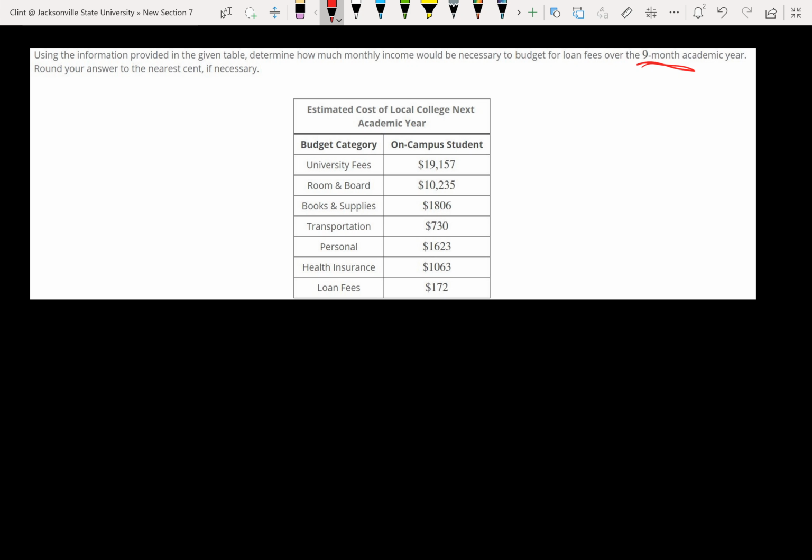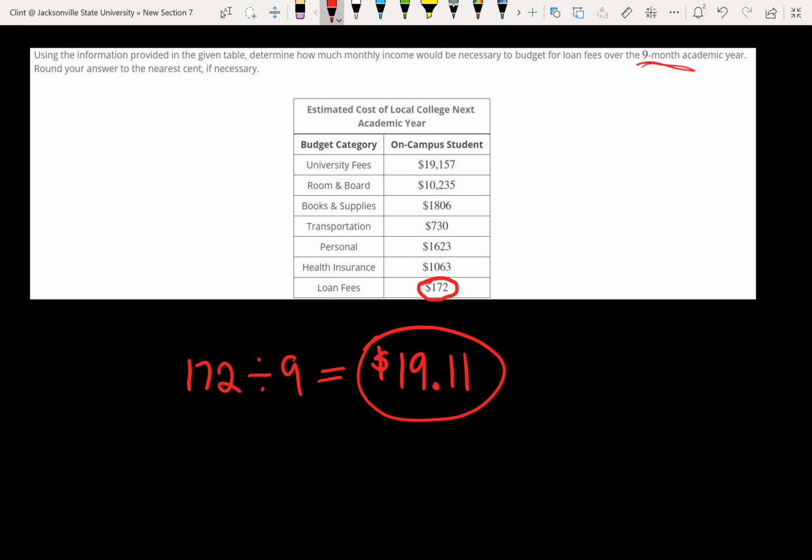Okay, so we want to look at loan fees. It says that's $172, and that's over 9 months. So all we have to do here is take 172 and divide that by 9. So 172 divided by 9 rounds to $19.11 per month. That's how much we need to budget per month, and over the 9-month period, we end up with our $172. So just dividing there.